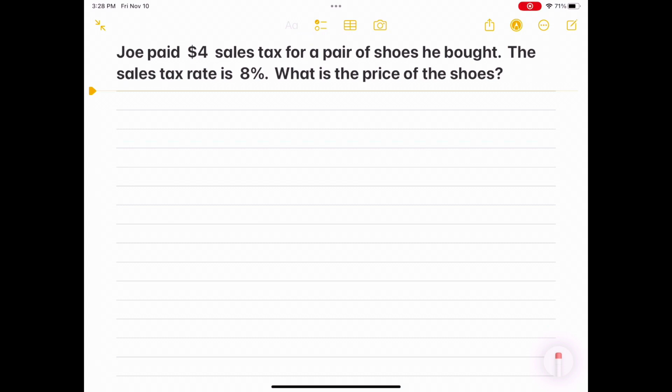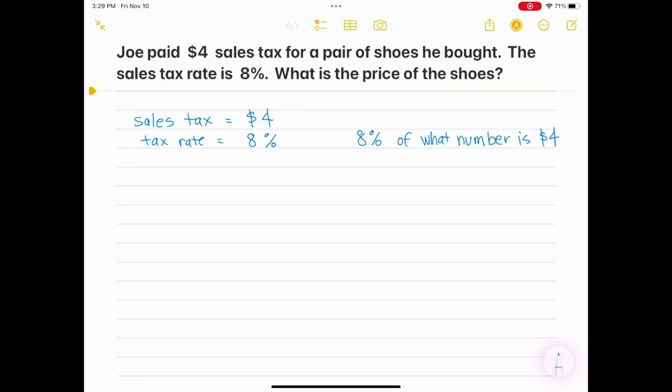Joe paid $4 sales tax for a pair of shoes he bought. The sales tax rate is 8%. What is the price of the shoes? So we organize ourselves by writing down all the facts of the problem. Sales tax equals $4, and the tax rate equals 8%. The problem we are solving is, what is the price of the shoes? So the question we need to ask is, 8% of what number equals 4?